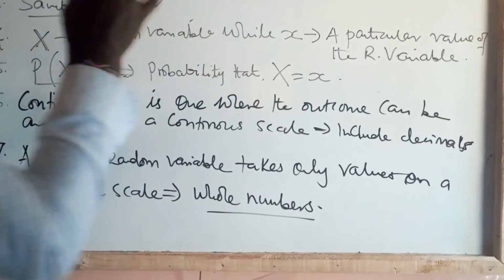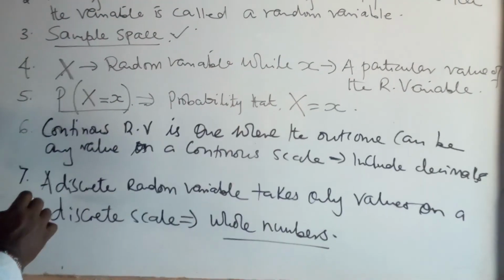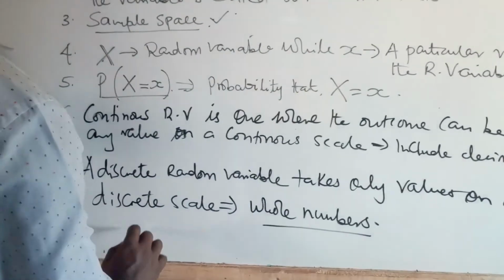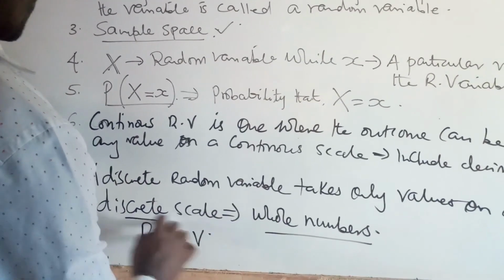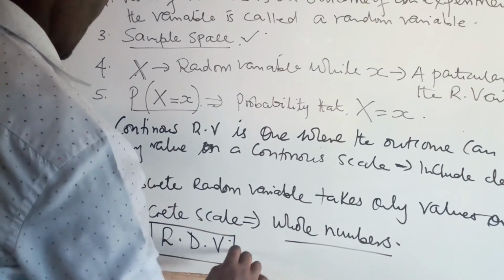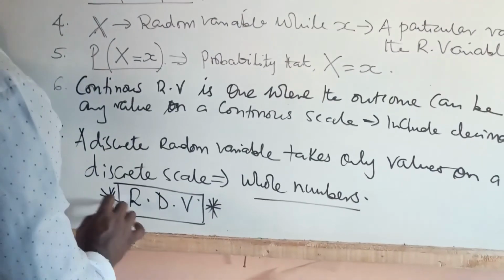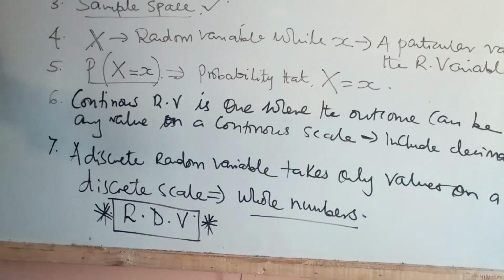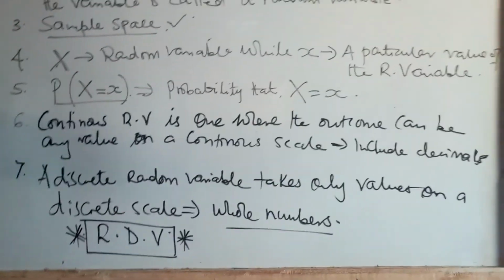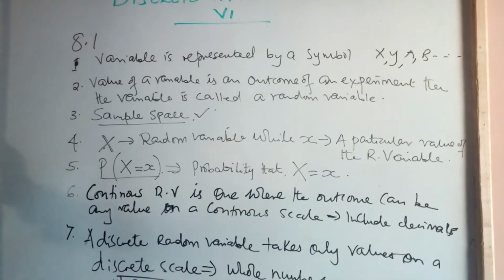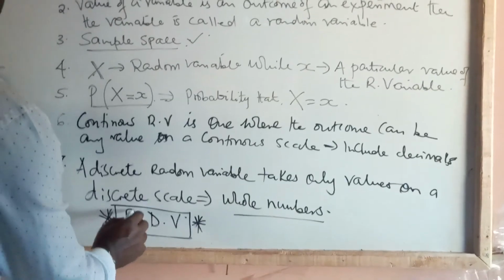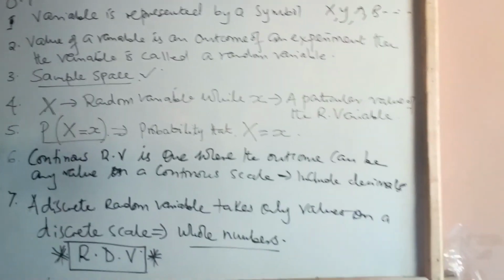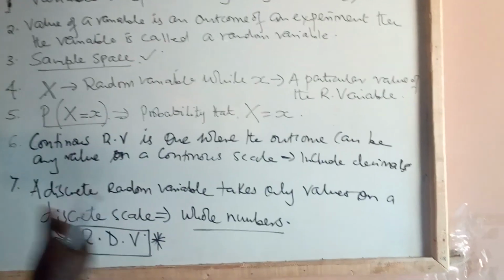So in this particular chapter, we will only deal with discrete random variables. In the whole of this chapter, we will talk about discrete random variables. We may mention here and there continuous variables that are going to assume some values, but mainly we are going to concentrate our focus on discrete random variables. All right?